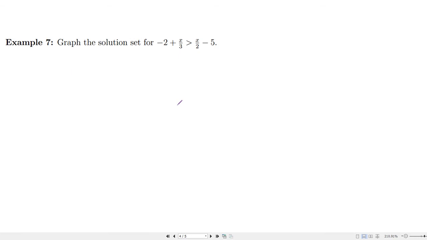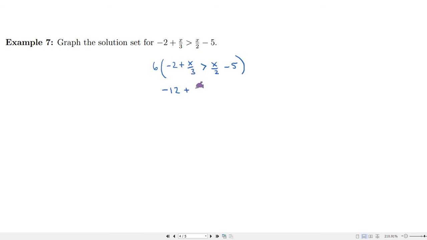Okay, well, how about this one? So here, again, we're starting out with some fractions. An option is we could move these constant terms around, but maybe we could just get rid of the fractions immediately. So we can multiply by the lowest common denominator, which would be 6, right? So if I multiply by 6, what happens? Okay, so we'll get negative 12, but then 6x over 3.